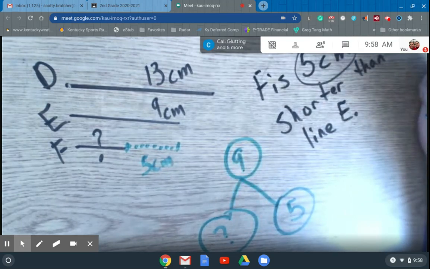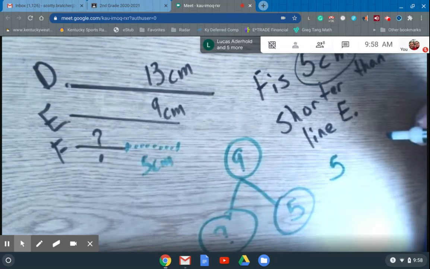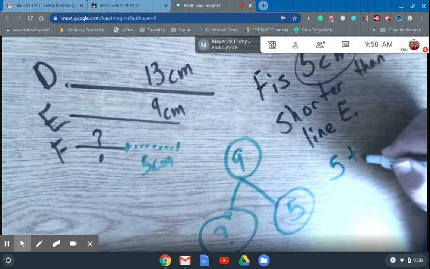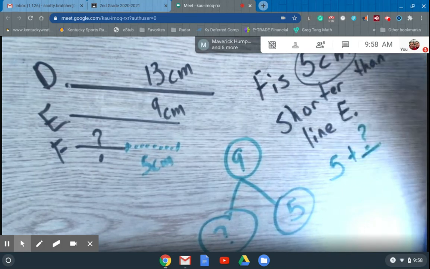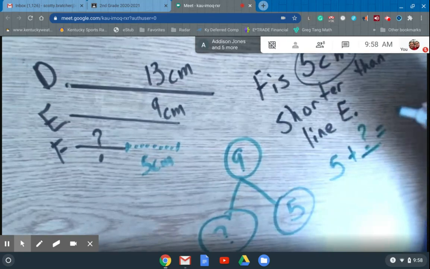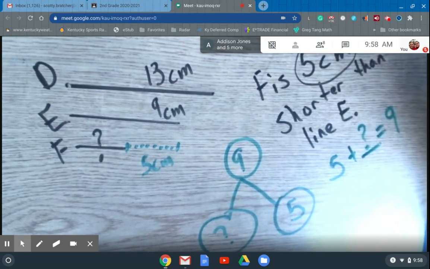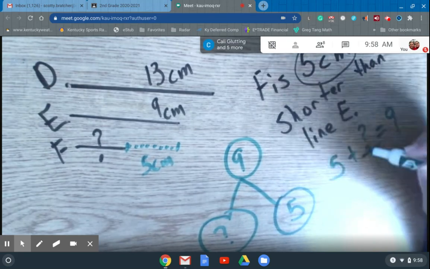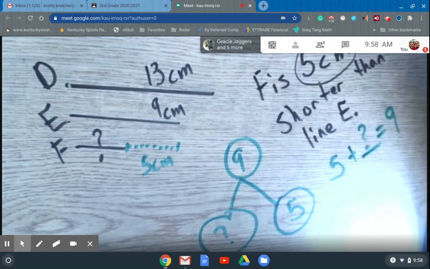Callie. 5 plus blank, or question mark, right? Equals 9. Okay? So I can do that, but I've got a missing add-in. These two in the addition problem are called add-ins. I've got a missing add-in.